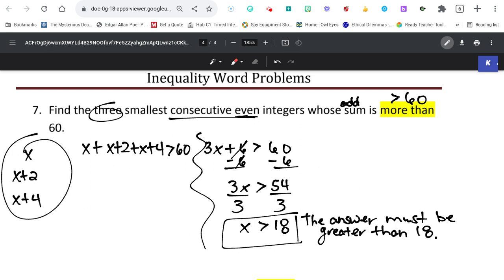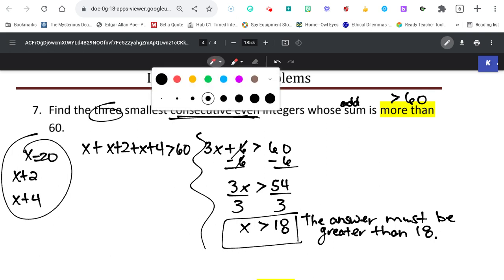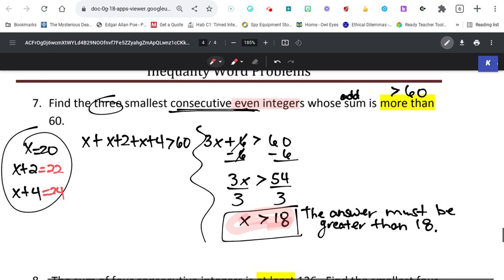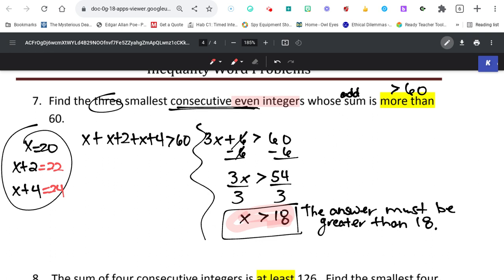So what even integer, I'm looking for consecutive even, is greater than 18? I'm looking for the next even one. So that would have to be 20. You cannot use 18 because you don't have the equal to symbol there. So you can't use 18. You got to give me the next greatest even integer that's greater than 18, which is 20. So I got to use a 20. So this is 22 and this is 24. Those are my three. But please don't use 18 unless there's an equal to sign with that inequality.